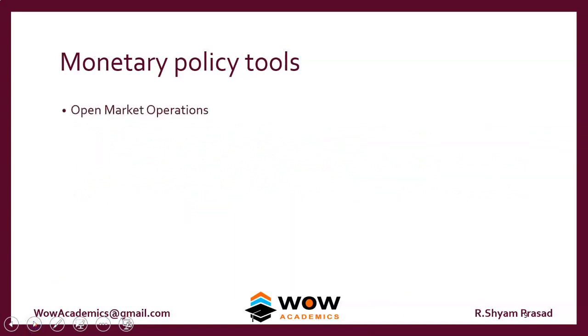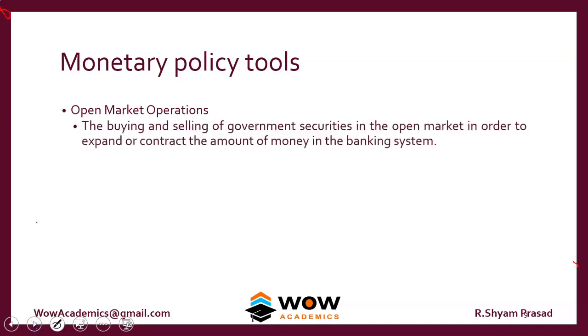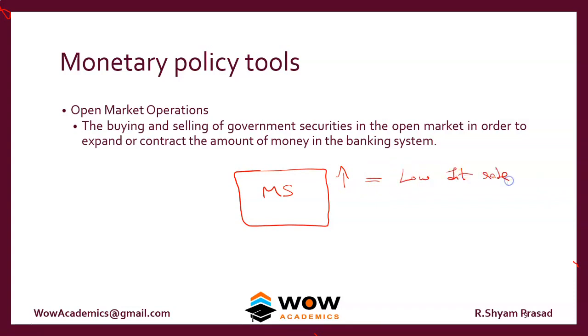So the second tool that the central bank has is open market operations. We'll discuss what open market operations are. Open market operation is the controlling of the money supply in a country. If there is a high amount of money supply, that will lead to a lower interest rate. And if the money supply is low, then that will lead to a high interest rate. So by controlling the money supply, the interest rate is controlled.